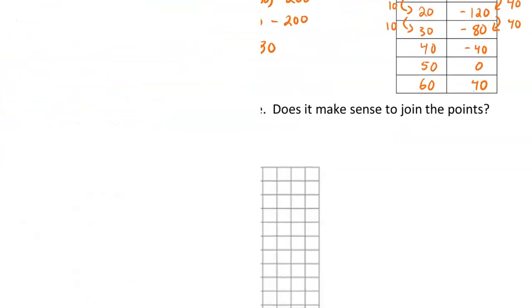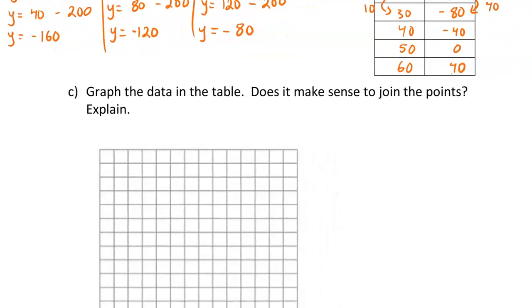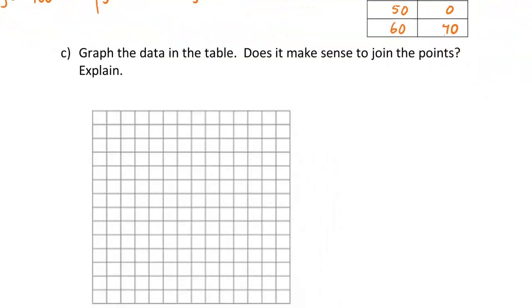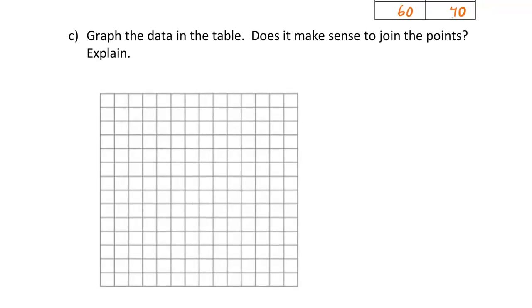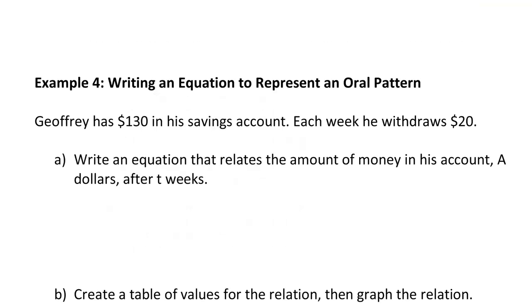Part C here says to graph the data in the table. Does it make sense to join the points? Now I'm going to leave this for you to finish off here because I want you to make sure you're understanding the way to set up a graph, how to lay out a graph and choose a value that's going to fit in the graph, and if you should be or should not be connecting the dots. Once you have checked your answers in the class OneNote, we're going to move on to example 4, which is writing an equation to represent an oral pattern.